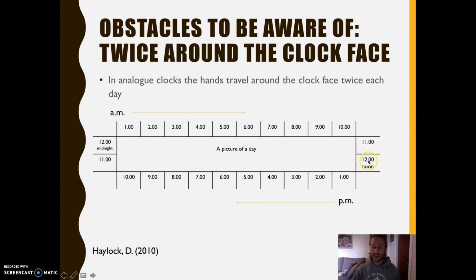As they become more familiar with this 12-hour time, you can start introducing the 24-hour time, and that would just be continuing the count. So where we get to 12 noon, instead of returning back to 1 again, we would continue the count and introduce 24-hour time to the children that way.